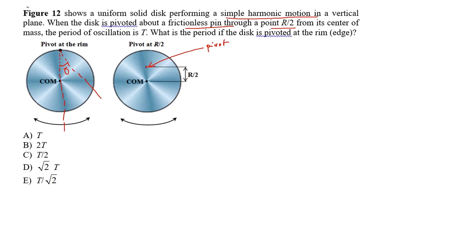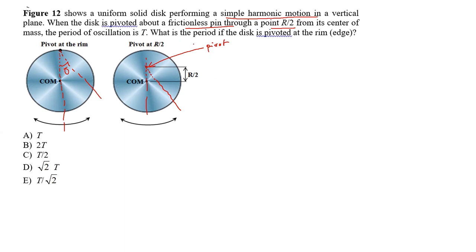Okay. So my pivot point is here. I deflect it a little bit, a small angle, and I release it. It will be oscillating around this vertical direction. Simple harmonic motion, because it's a pendulum, with the small angle approximation it will be a simple harmonic motion.